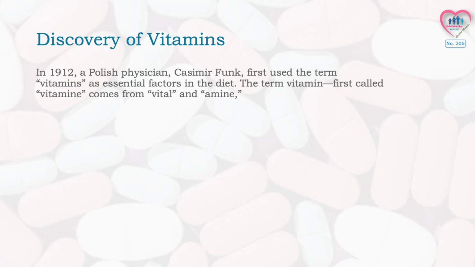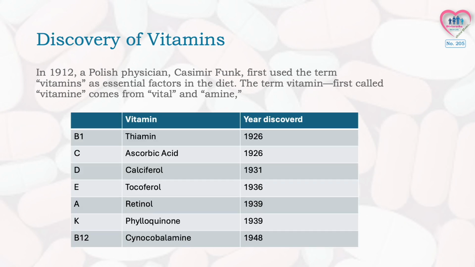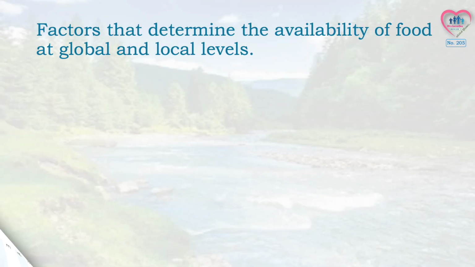Later on, different vitamins were discovered as follows. Vitamin B1 and C in 1926. Vitamin D in 1931 and E in 1936. Vitamin A and K in 1939 and vitamin B12 in 1948. Lastly, we will look at the factors that influence food availability both locally and globally.